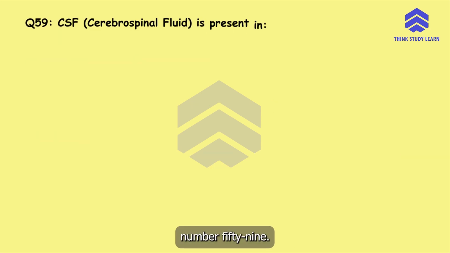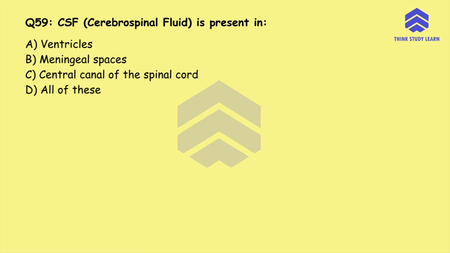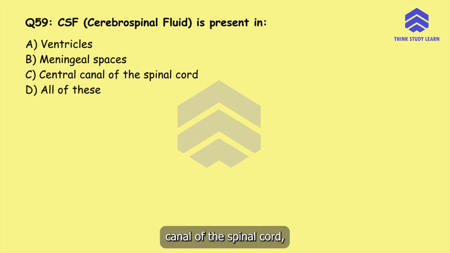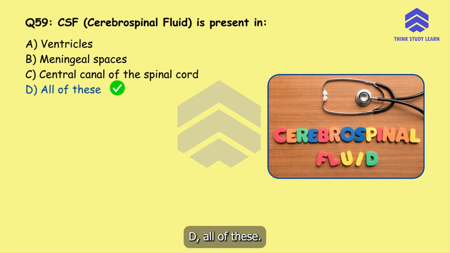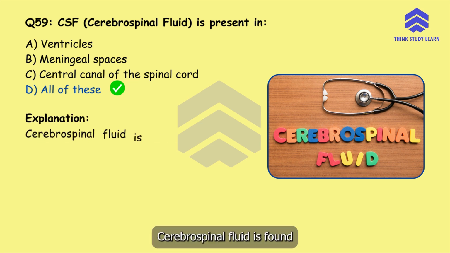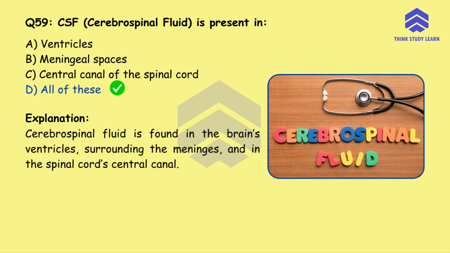Question number 59. The cerebrospinal fluid, or the CSF, is present in option A, ventricles. Option B, meningeal spaces. Option C, central canal of the spinal cord. Or option D, all of these. The correct answer is option D, all of these. Cerebrospinal fluid is found in the brain's ventricles, surrounding the meninges, and in the spinal cord's central canal.